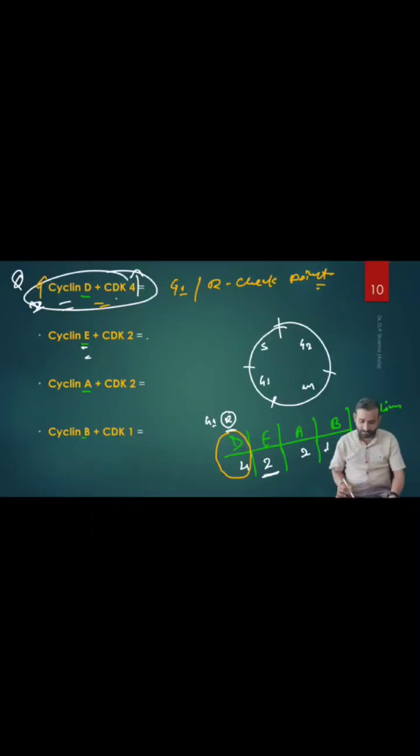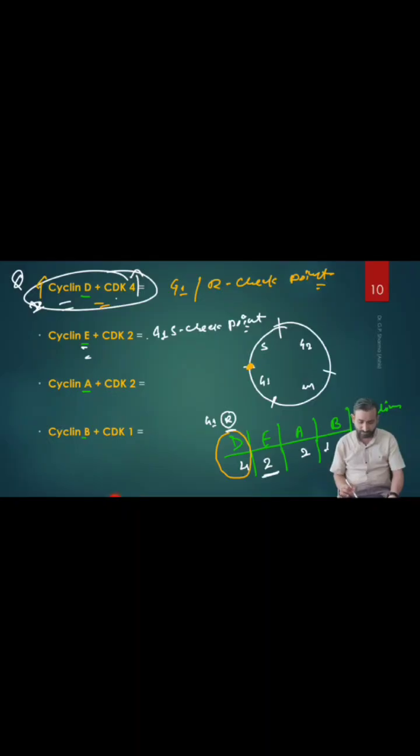Hope you understand. Now the second is what? Cyclin E and CDK2. They appear during the G1 S checkpoint. Sorry, not the S checkpoint, the G1 S checkpoint, to cross G1 and reach S. After that, the next set will come here.